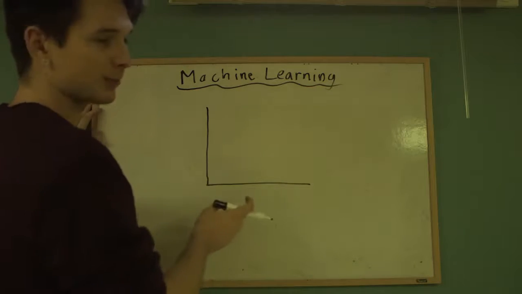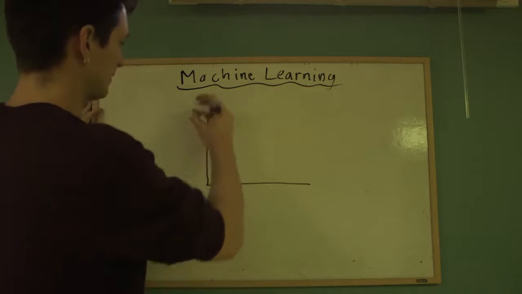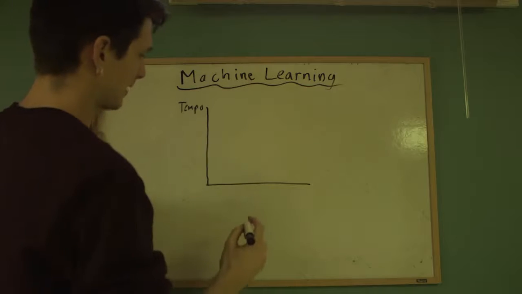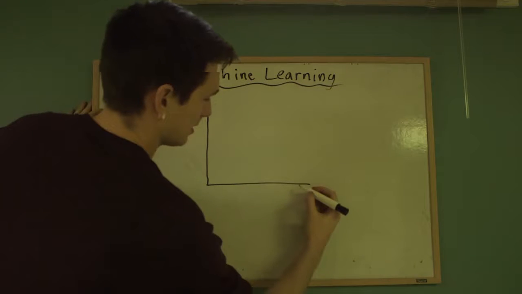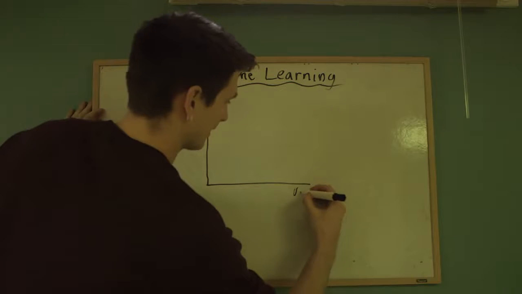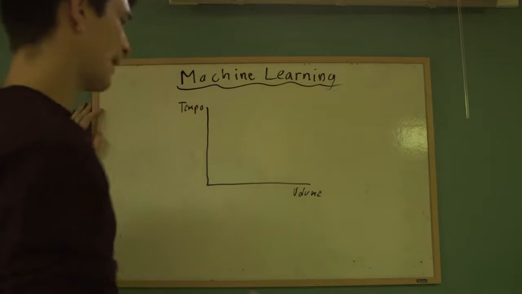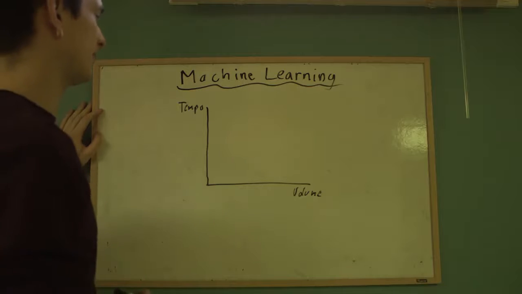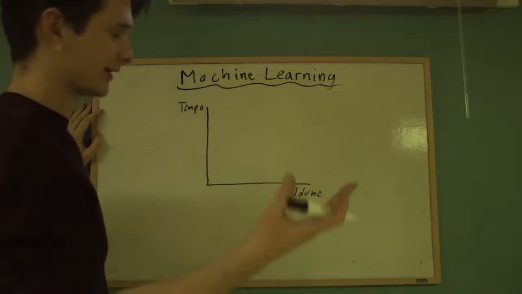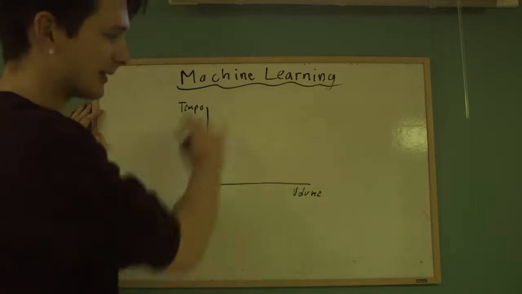So let's express tempo as the y-axis here, and let's express loudness or volume as the x-axis. Now, let's say we collected a few songs that I've listened to and we rated whether or not I like them or dislike them. And we placed them on the scale.